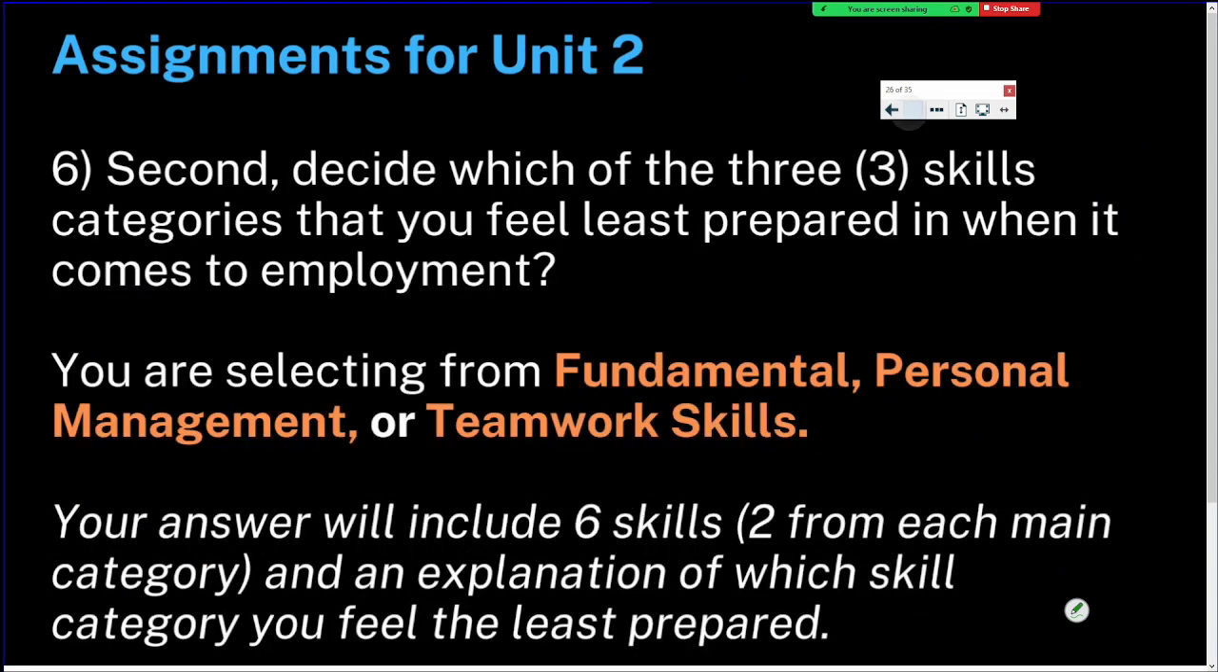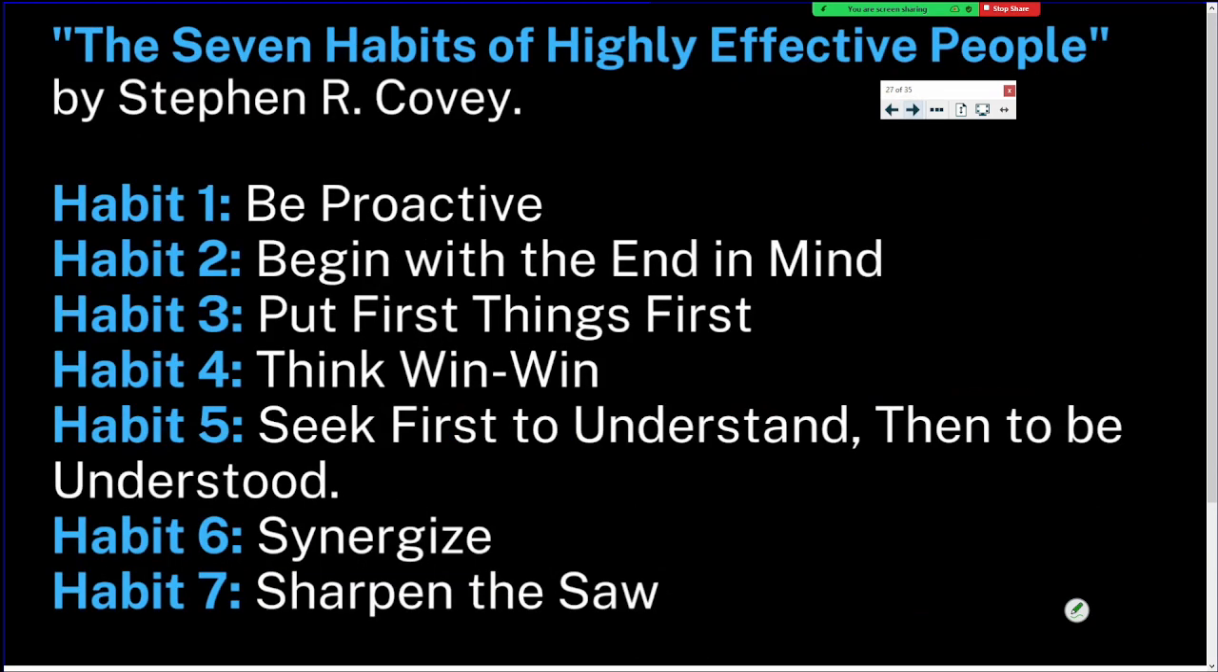So those are our habits, right? So be proactive. Begin with the end in mind. Put first things first. Think win-win. Seek first to understand, then to be understood. Synergize and sharpen the saw.